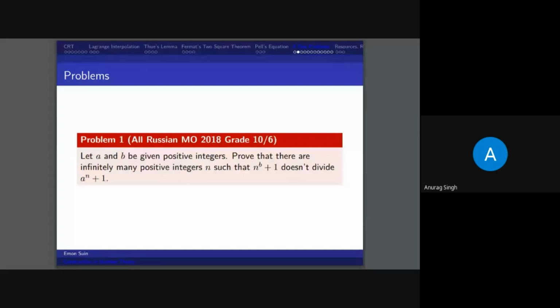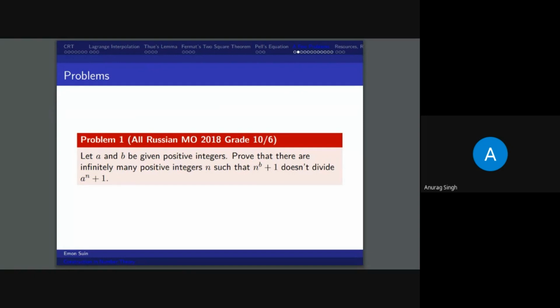So we have that you have to prove the infinitude of such n such that n to the b plus 1 does not divide a to the n plus 1. So it implies we have to prove infinitude of such n such that a to the n is not congruent to minus 1 mod n to the b plus 1. Now we need to construct such n.